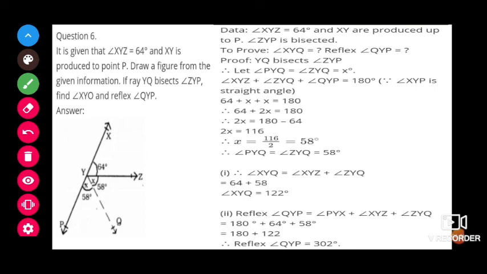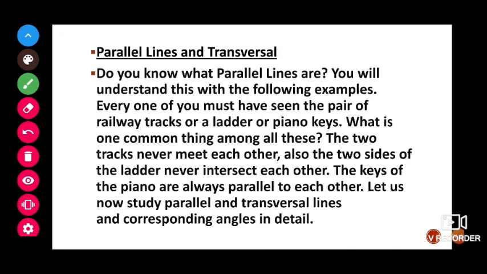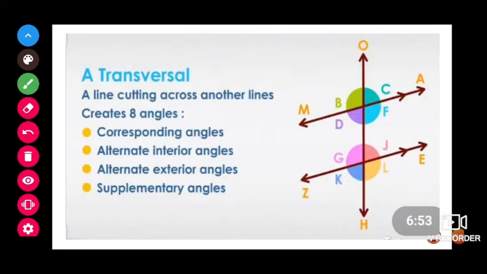Okay, next children. Next topic is parallel lines and transversal. First, before going to the relationship between a parallel line and transversal, we will see what is meant by parallel lines. We already know: the lines which will not meet at all are called parallel lines. The best examples are a railway track and the two sides of a ladder, which will not meet at all. Next, piano keys. These are all best real-time examples for parallel lines.